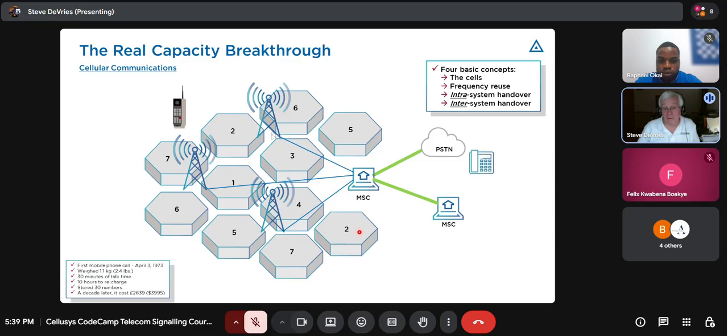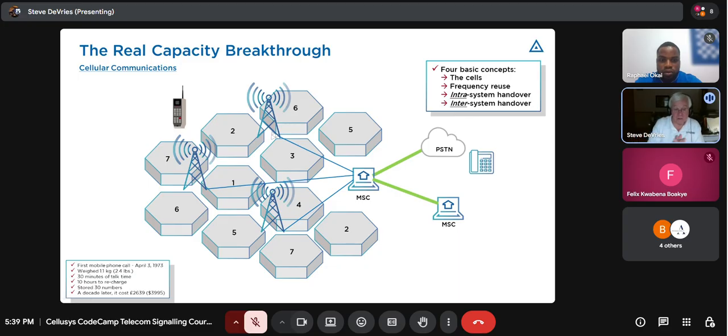But let's say now you drive from here out into the country, and now you're into cells that are controlled by another mobile switch. But you need to communicate that over a dedicated circuit, a dedicated path. So that's called inter-system handover or handoff.